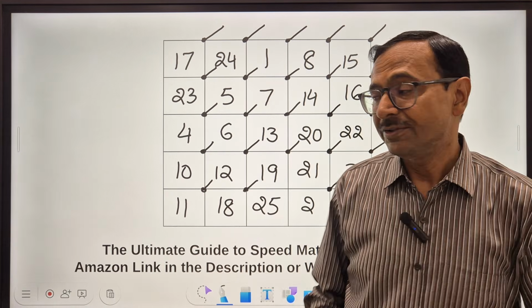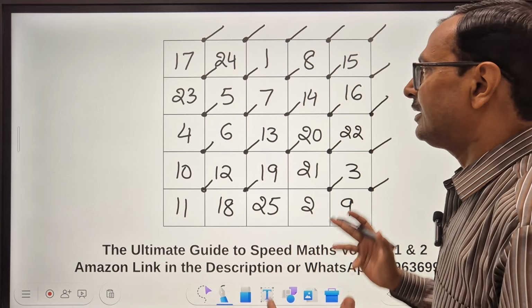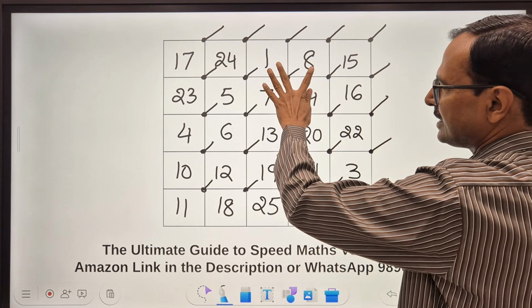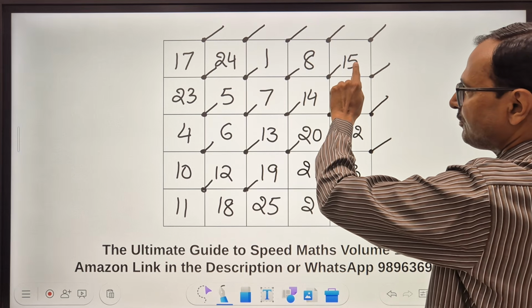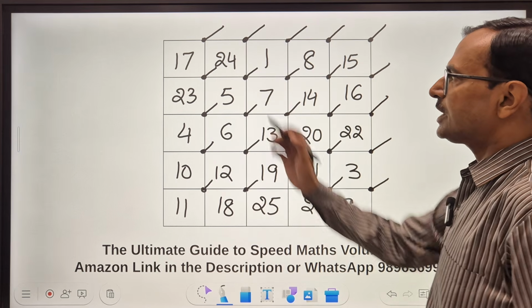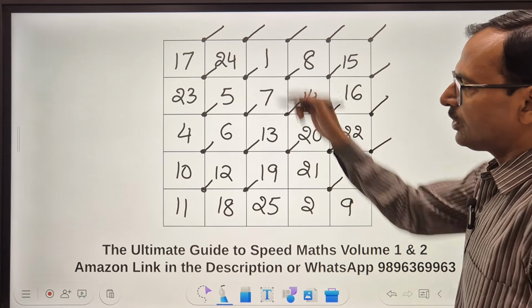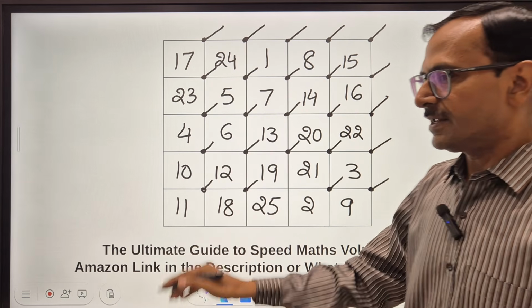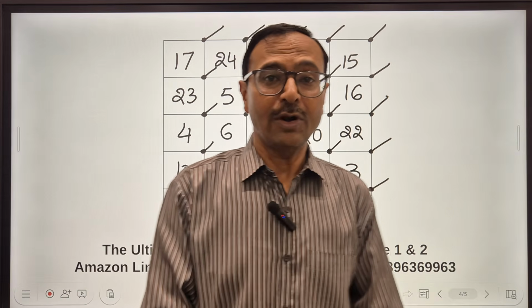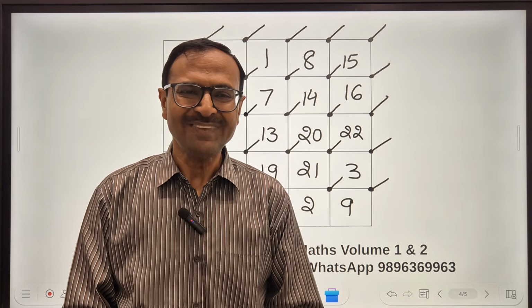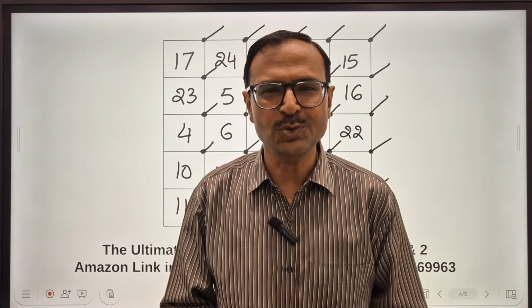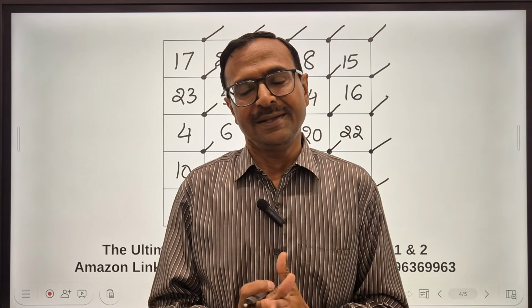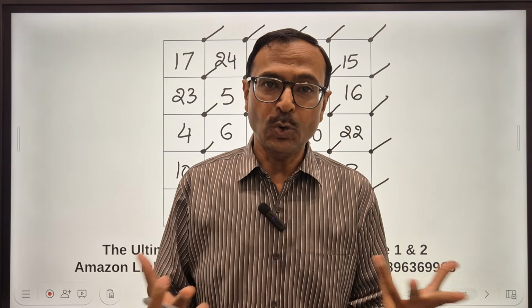And believe it or not, this is a magic square in which the sum of the numbers 17 plus 24, 41 plus 9, 50 plus 15, 65. You check all the 5 rows, you check all the 5 columns, and you check the 2 diagonals. The sum of the 5 numbers will always be 65. Isn't that amazing, friends? Numbers are so amazing. When once you start understanding the logic, the magic is decoded.